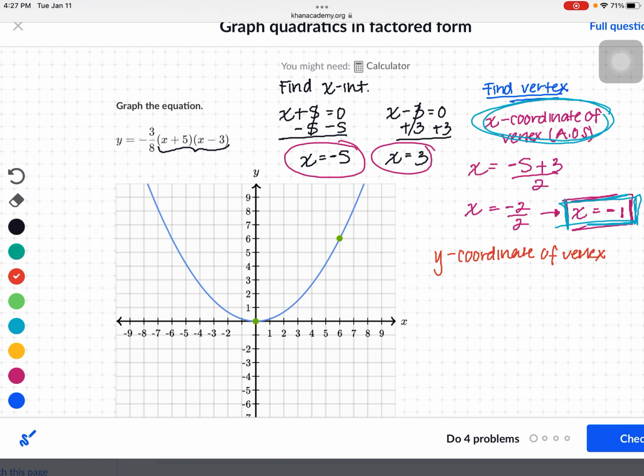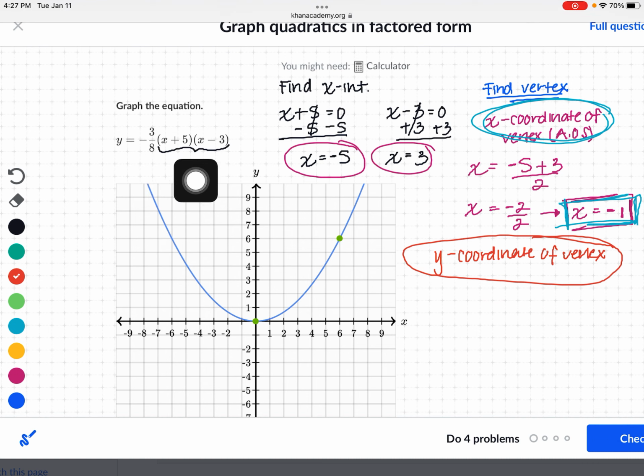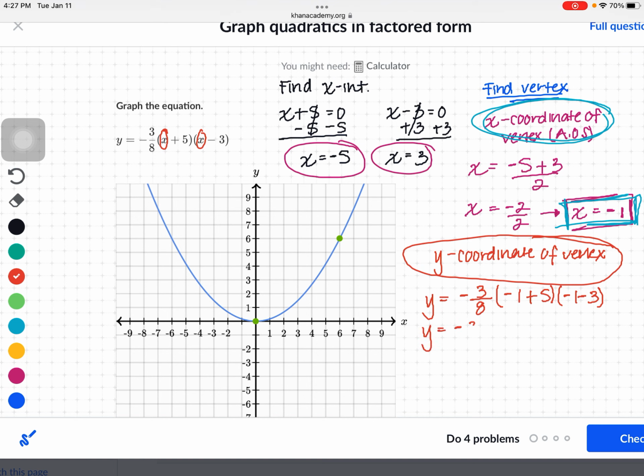The y-coordinate of the vertex. In order to find the y-coordinate of the vertex, we want to substitute the x we just found into our original equation. So wherever I see an x here, I will be substituting a negative 1. Let's go ahead and do that, and I'll write that in red. So I have y equals negative 3 over 8 times, instead of an x, negative 1 plus 5 times negative 1 minus 3.